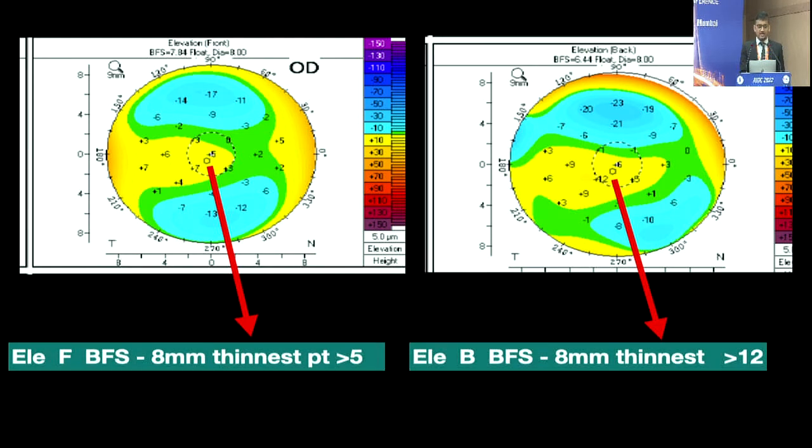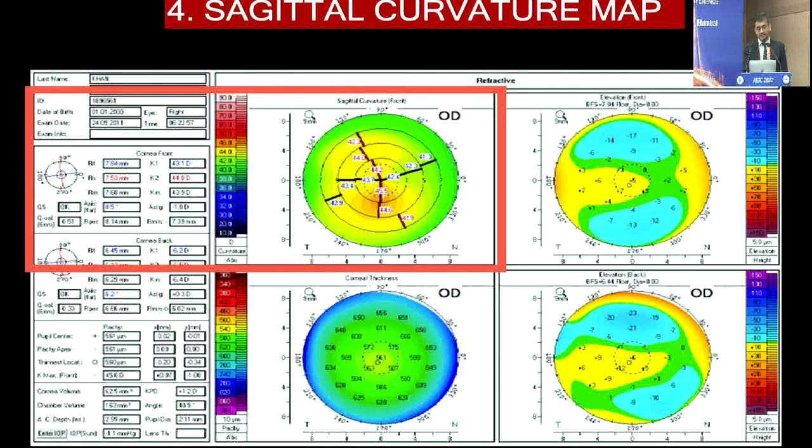Another important parameter which has come up of late is the thinnest point. So what you see is a circle here, the thinnest elevation at that point on the front and the back. If anything is above 5 on the front and above 12 on the back, then this is significant. Next is the sagittal curvature.